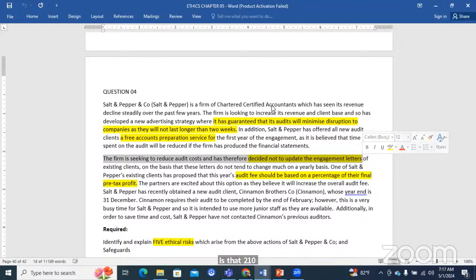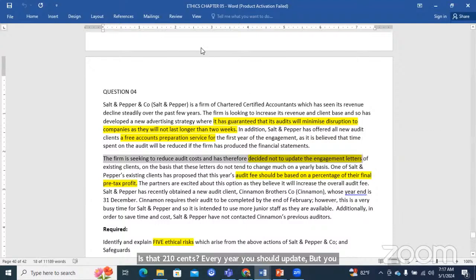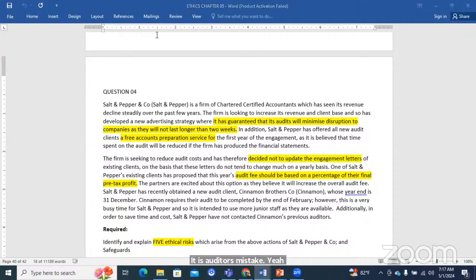But you are not updating. Whose mistake? Third party mistake? No, it is not a third party mistake. It is the auditor's mistake. Therefore, it is an ethical risk: non-compliance with the standard.